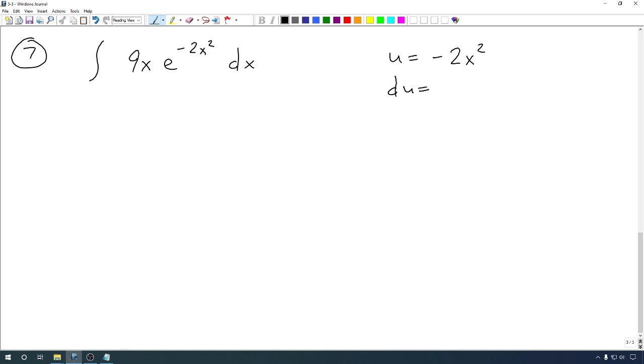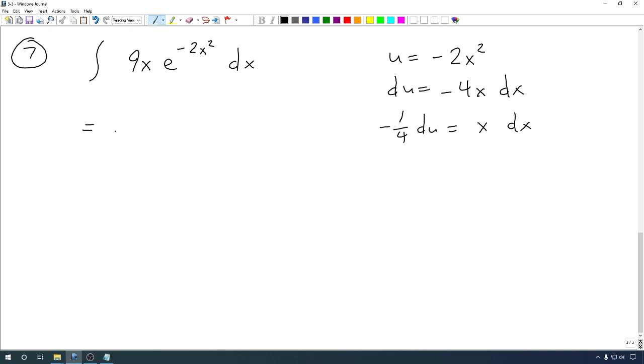If we differentiate this to get the differential, when we differentiate negative 2x squared, we get a negative 4x. That's going to multiply to dx. We have an x in here and a dx, but we don't have a negative 4. So I'm going to move the constant over to the other side. So that means the negative 2x squared in the exponential is going to be traded out for u. The x dx is going to be traded out for negative 1/4 times a du.